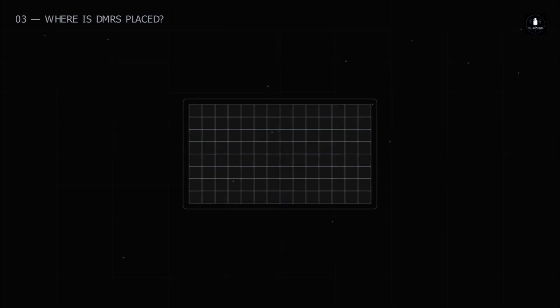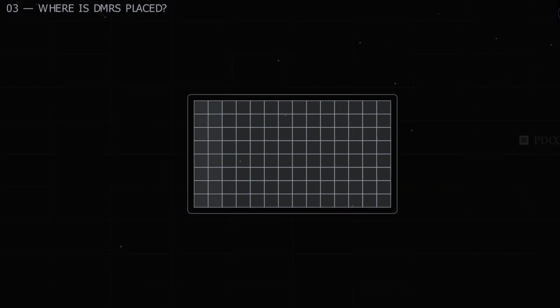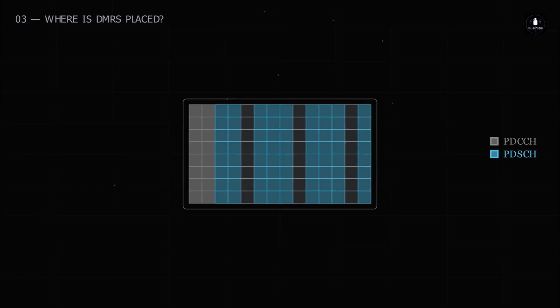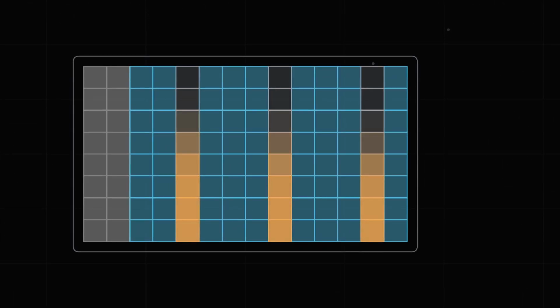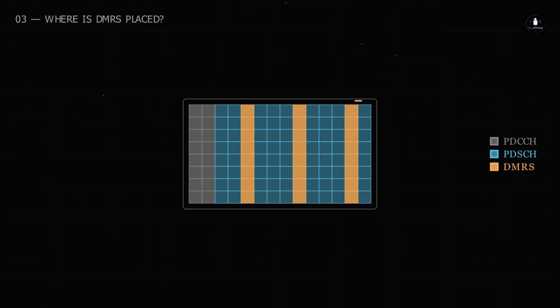The first few OFDM symbols usually carry the control information, which is PDCCH, and the remaining symbols are used for scheduling PDSCH transmission. DMRS does not occupy a separate channel. Instead, a few resource elements inside the PDSCH allocation are reserved for DMRS. Both the transmitter and receiver know exactly where these DMRS resource elements are located, and the remaining resource elements continue carrying normal PDSCH data.